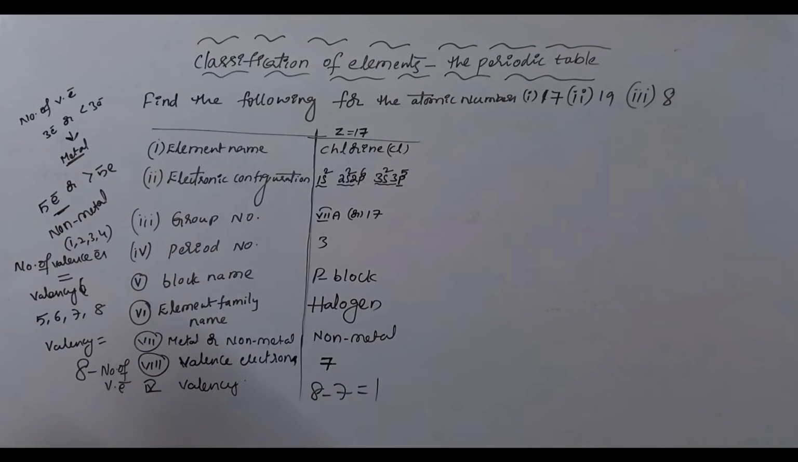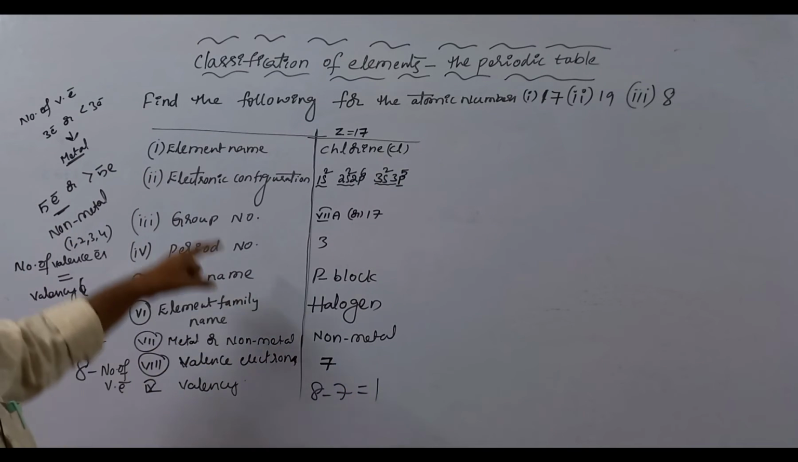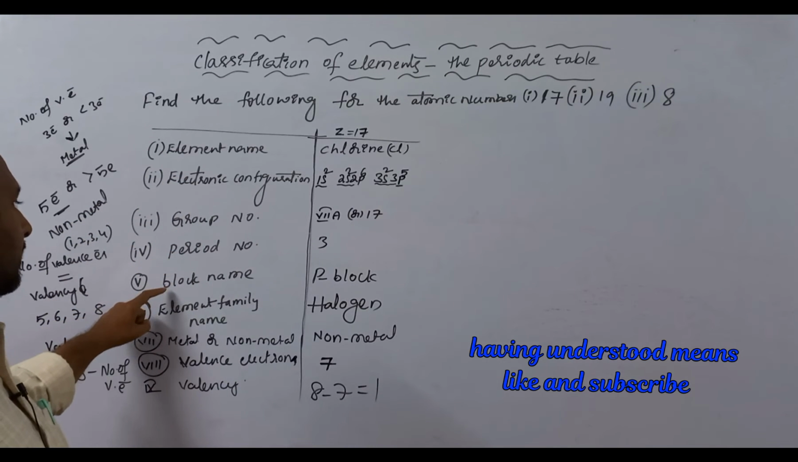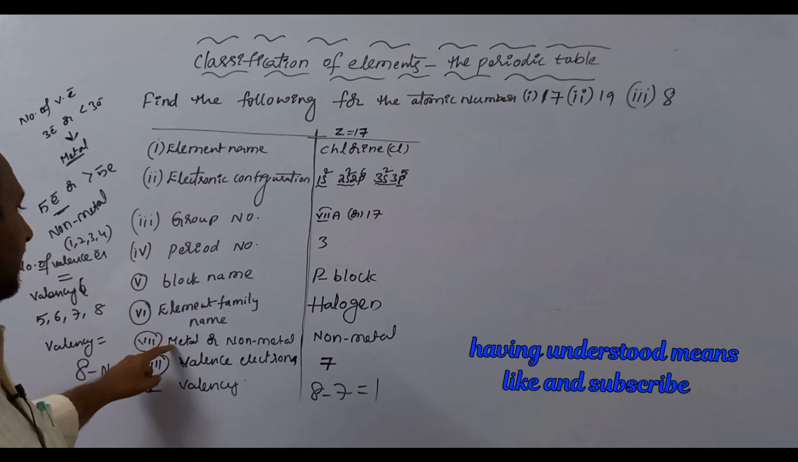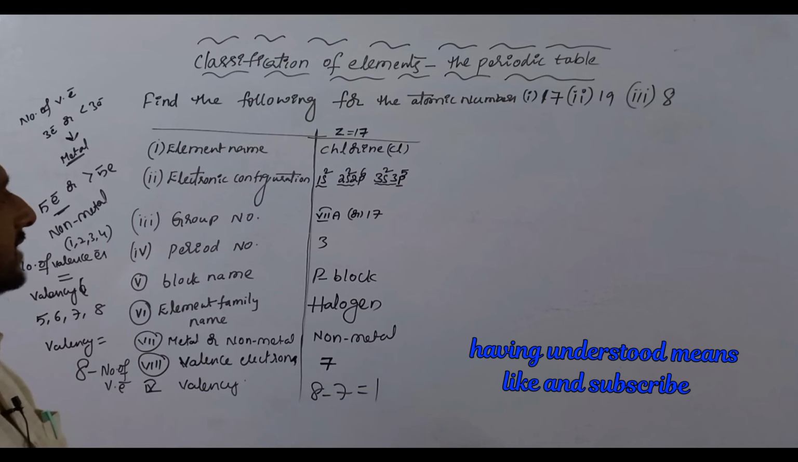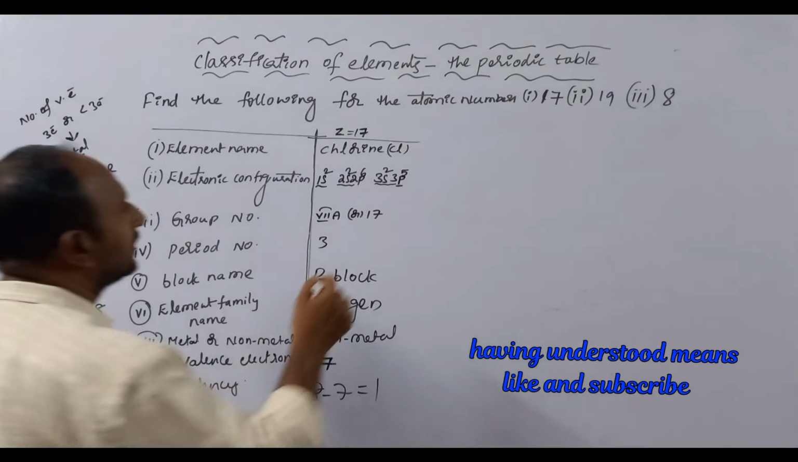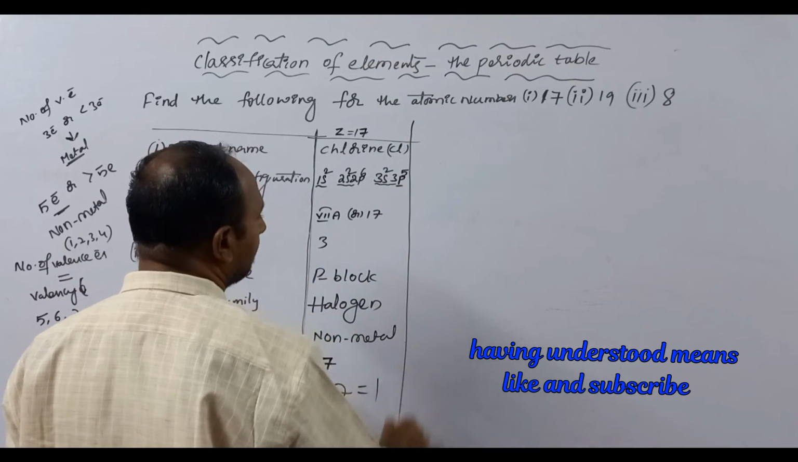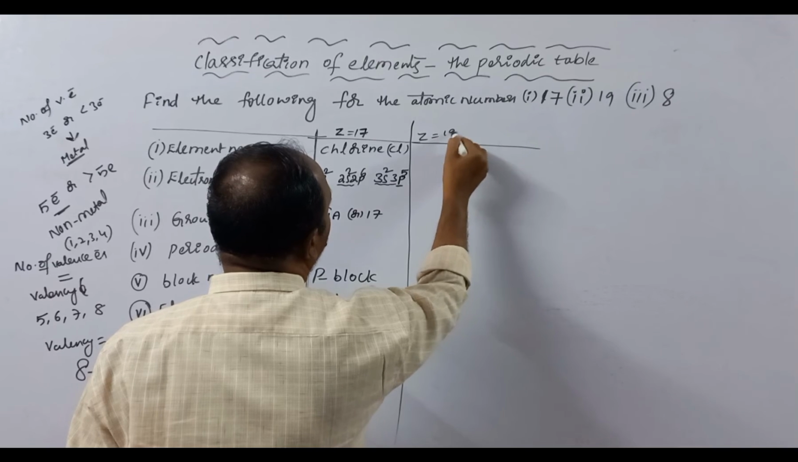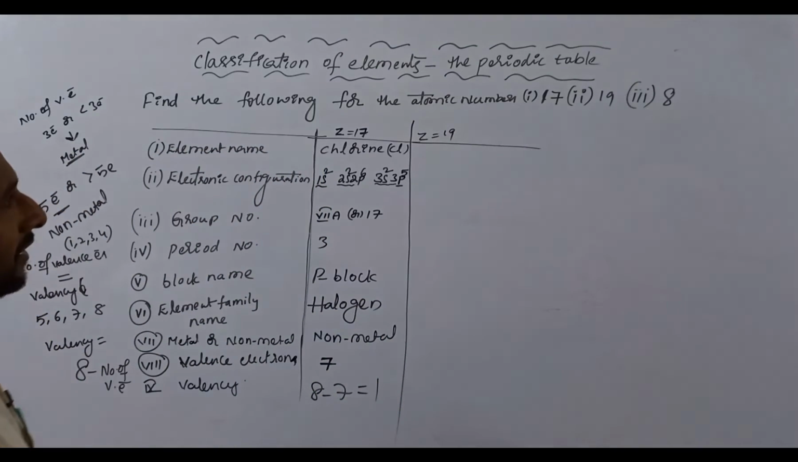So these are the element name, electronic configuration, group number, period number, block name, element family name, metal or non-metal, valency, and also valence electrons for chlorine. Next, for atomic number 19 we are taking. For atomic number 19.